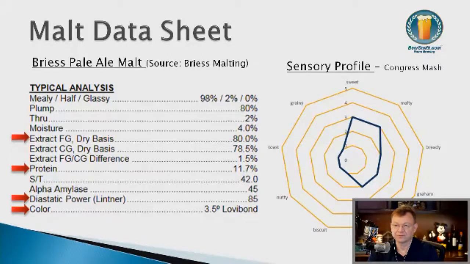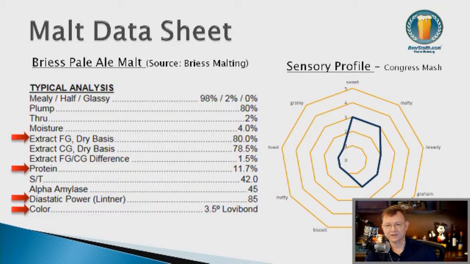Protein is important because it adds body to the beer, but protein also reduces the clarity of the beer. So depending on the style of beer you're making, if you're making something super clean and light like a Kolsch, which almost tastes like a lager, you probably want to pick a low protein malt. If you're making an Irish stout, you don't really have to worry about it.